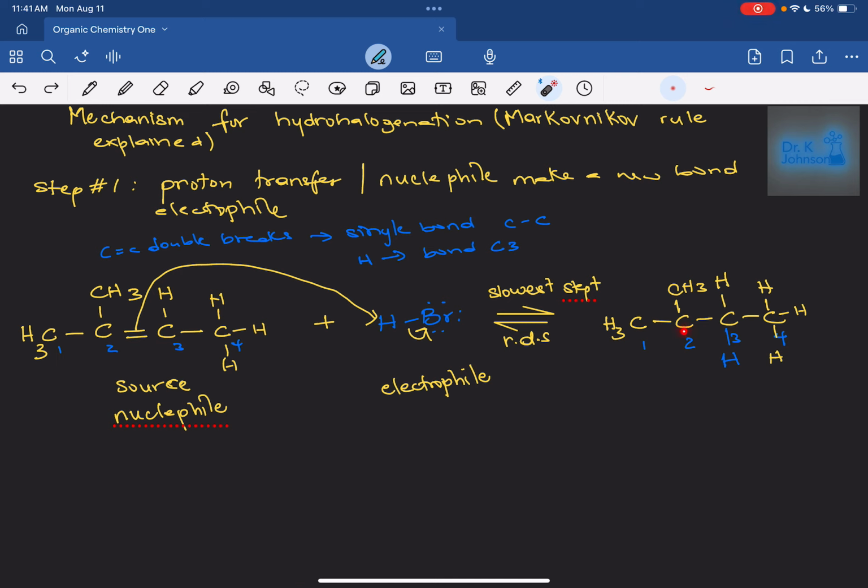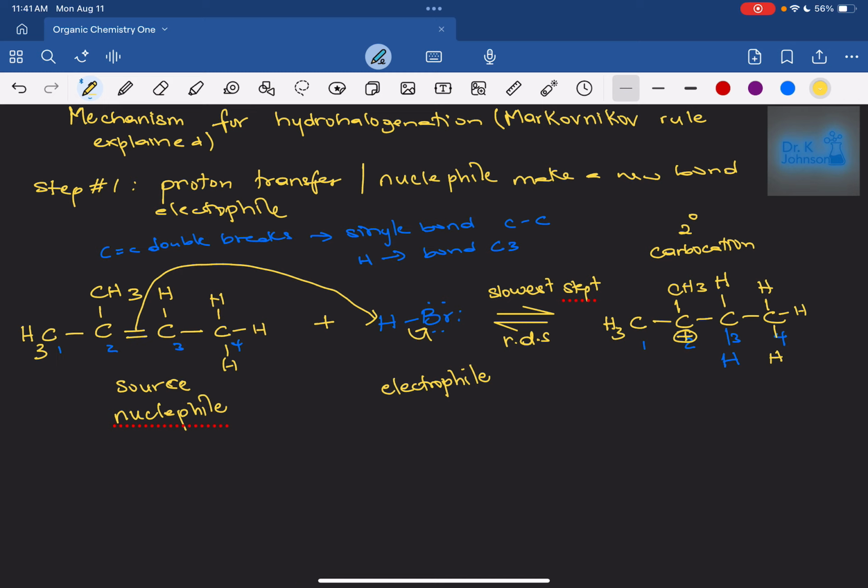On carbon 2, this carbon only has 3 bonds, right? A carbon with 3 bonds must have a charge. It's lacking a full octet. So there's a positive charge here. This is called a carbocation. And it's specifically a secondary carbocation, right?